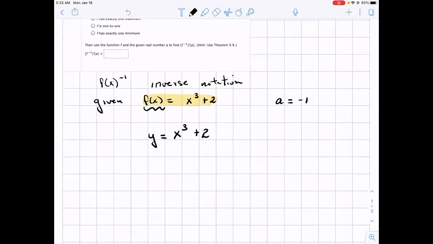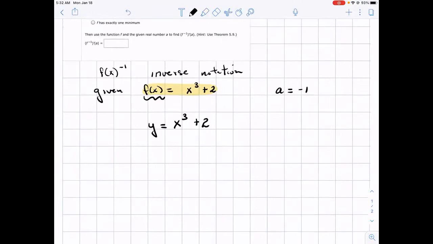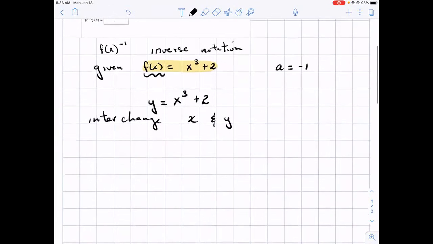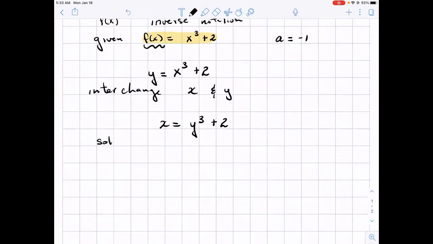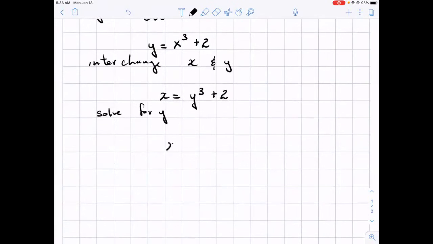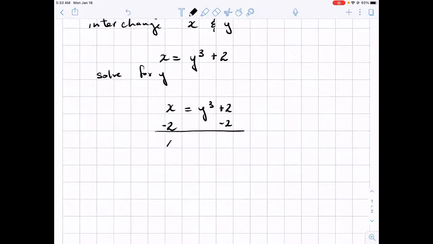And then we interchange x and y. So the next step is interchange x and y, meaning wherever we see y, we write an x, and wherever we see x, we write a y. And then we solve for y. So if we do that, we have x is equal to y cubed plus 2. So we minus 2 on both sides. Here we have x minus 2 is equal to y cubed.